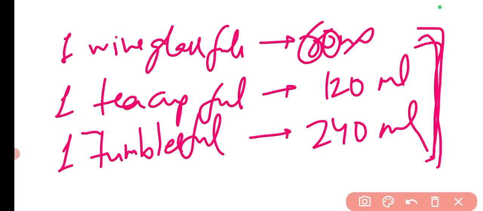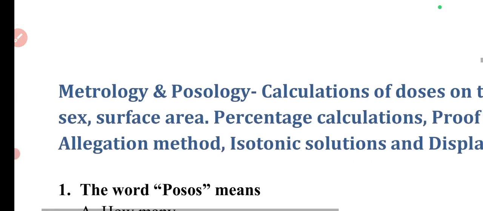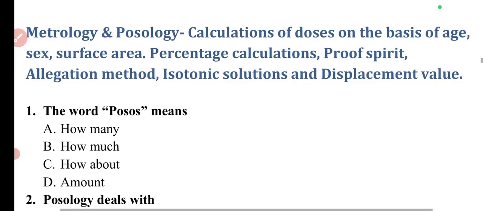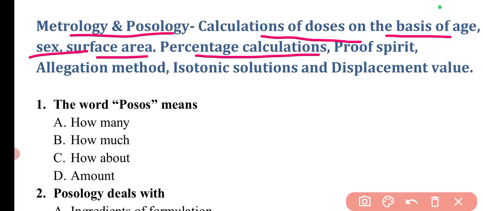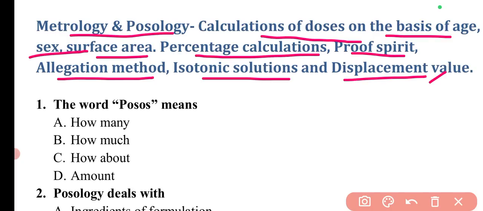Mostly the question you can see is from the part of prescription or from the Latin terms, and sometimes the question can be asked from incompatibility. So all you need to remember. So the first topic is covered. Now we can move to our next topic, metrology and posology, in which we will be covering the calculation of doses on the basis of age, sex, and surface area, percentage calculations, proof spirit, allegation method, isotonic solutions, and displacement values.